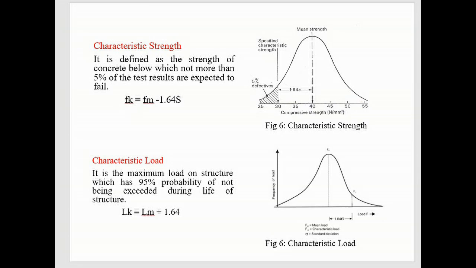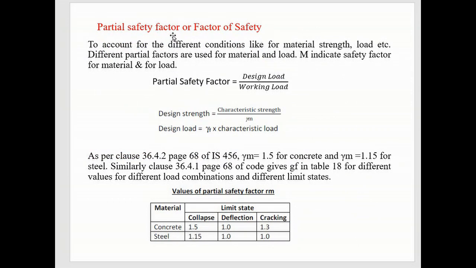Next topic is partial safety factor or factor of safety. In simple words, it is also called safety factor. That is one point. It is defined as a ratio of design load to the working load. The factor of safety is very much required in order to make the structure much stronger. The factor of safety for concrete is 1.5 and for steel is 1.15.